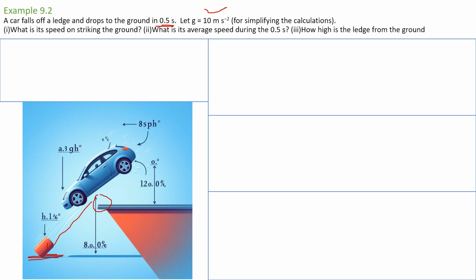Now what is it that you need to calculate? You need to calculate the speed, the average speed, and the height of the ledge. Let's go further deep. As you know, we have to list the given things. At the same time, we have three problems.